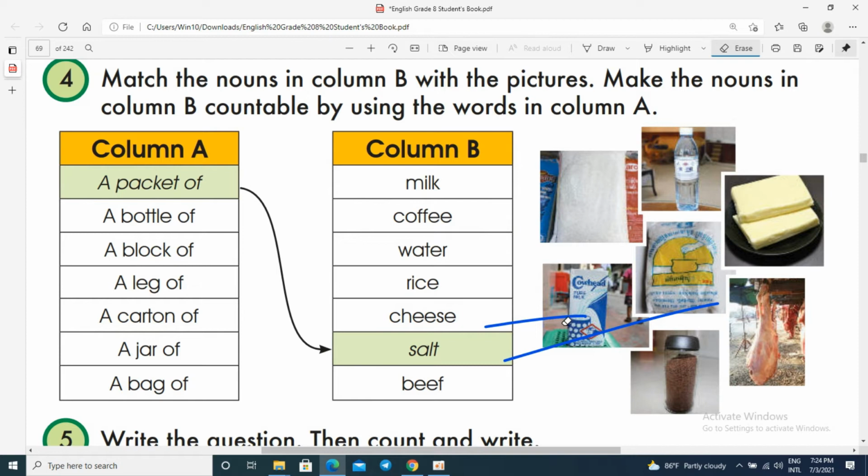So, you see the picture, can you tell me what you know about that?